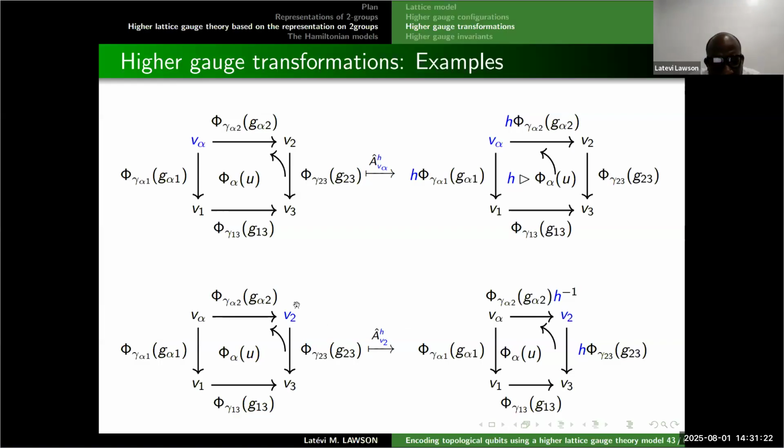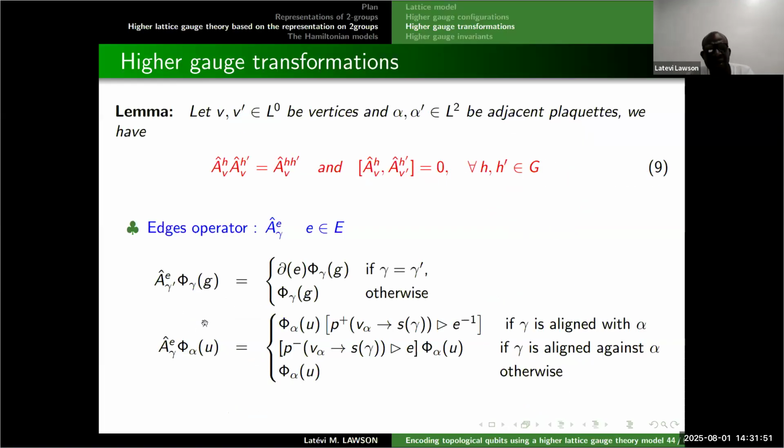I take another action. Now I choose to act with the operator from V2. Now I can see that V2 is the endpoint of this edge and the starting point of these edges. So we can see that this one is inversely translated in this representation and these edges are translated by this representation. Now it leaves the face intact, invariant, because V2 is different from V alpha. Now, from this action, I can have this. The first result is given by relation 9. If the action is from the same vertex, I have the multiplication of the group elements. But if the vertices are different, I can see that all those operators commute.